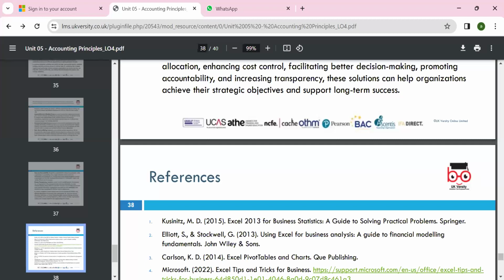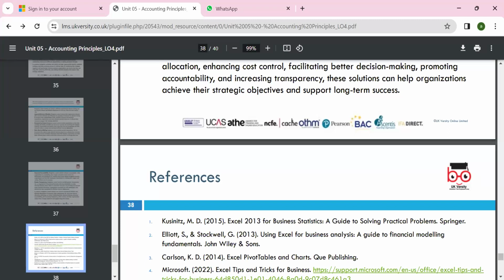So today's lesson was about budget. Budget is a financial plan. We discussed variance. Variance is the difference between budgeted and actual. And then we discussed types of budget: zero-based budget, flex budget, fixed budget, master budget, activity-based budget, and rolling budget. So these are different types of budget.